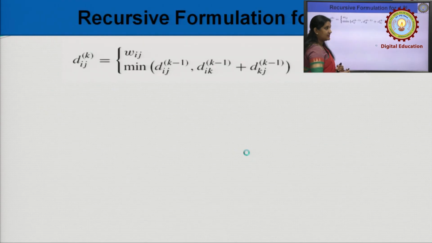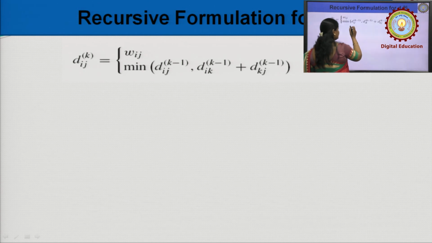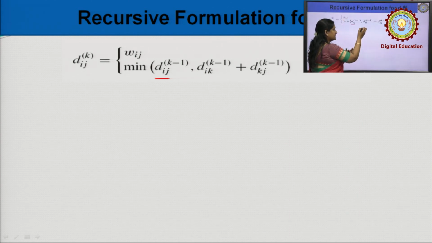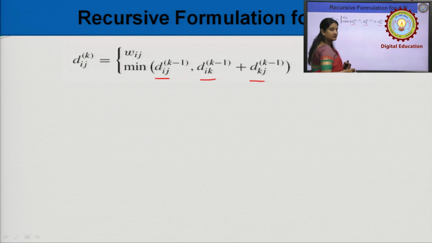As we see, the value of dij is the weight of the edge if there is no intermediate vertex. If there is an intermediate vertex like 1, 2, 3, then the distance is the minimum of dij and dik plus dkj from the previous matrix. So this is the formula to calculate dij.